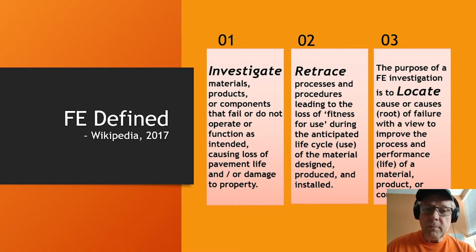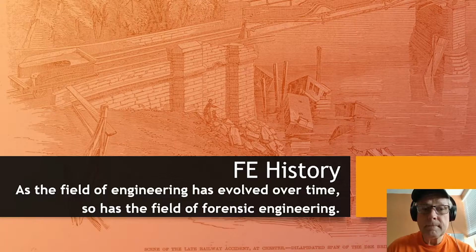Forensic engineering, defined by Wikipedia, discusses the investigation of materials, products, or components that might fail, retracing our processes and our procedures to see what we can find out regarding fitness for use. Ultimately, our root cause analysis should locate what went wrong, how to prevent it, how to design around it, and hopefully to know exactly what went wrong and how to avoid it in the future. And maybe that requires adding it into the specifications we're working to.